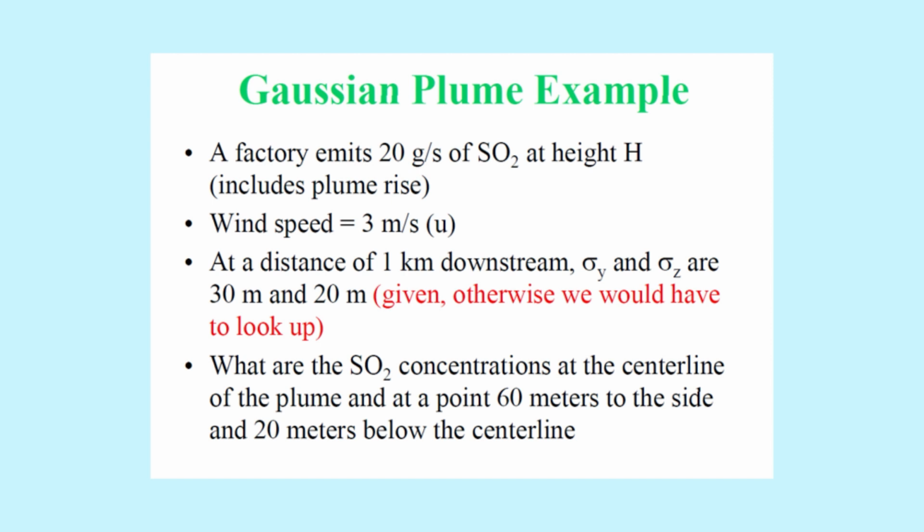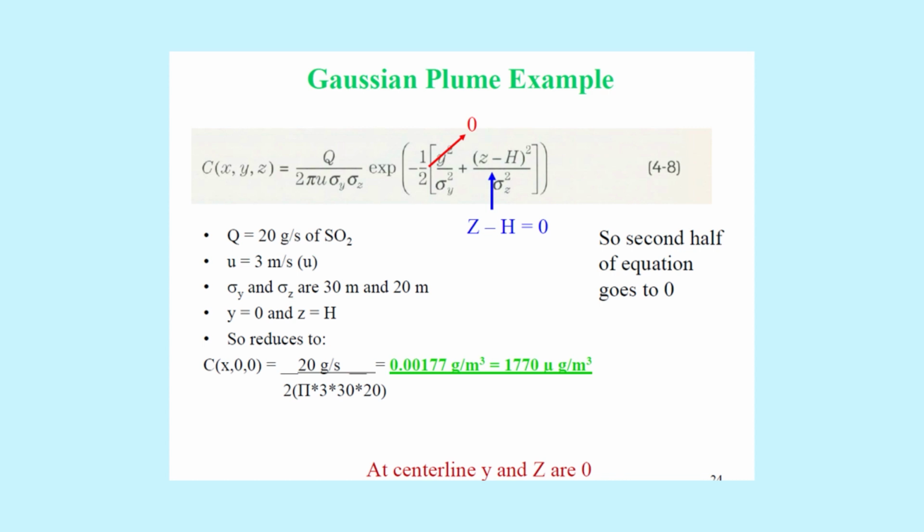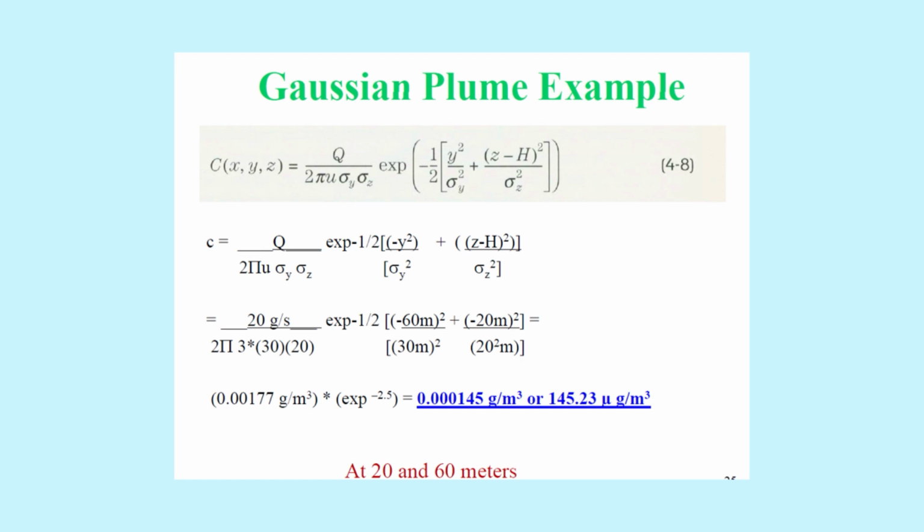So what are the SO2 concentrations? This is the question. What are the SO2 concentrations at the center line of the plume, and at a point 60 meters to the side and 20 meters below the center line? So the concentration at the center line is also required, and 60 meters to the side and 20 meters below the center line. So here are the values, and you apply them here, and try to calculate it at 60 and 20 meters, and you get the values here.